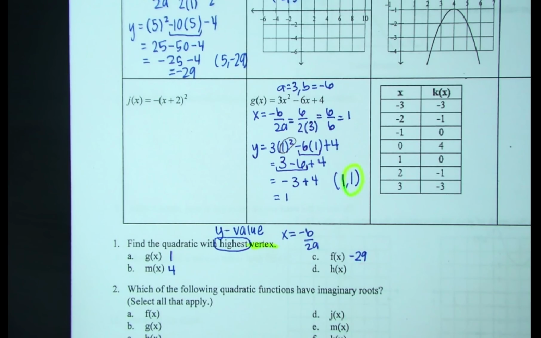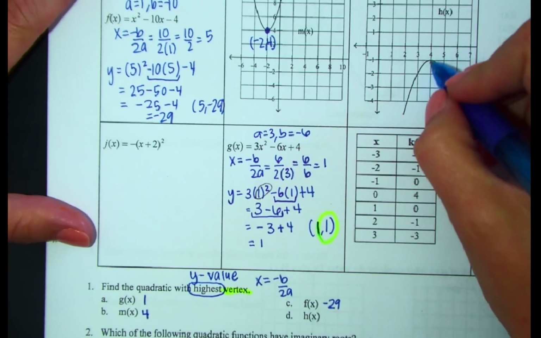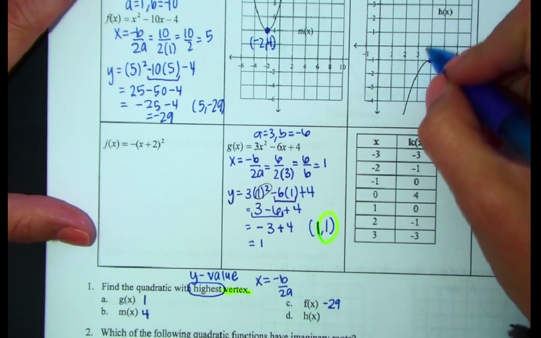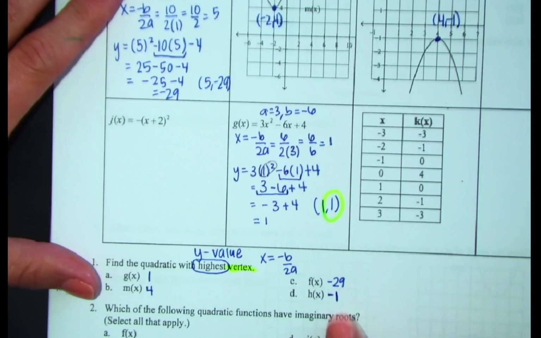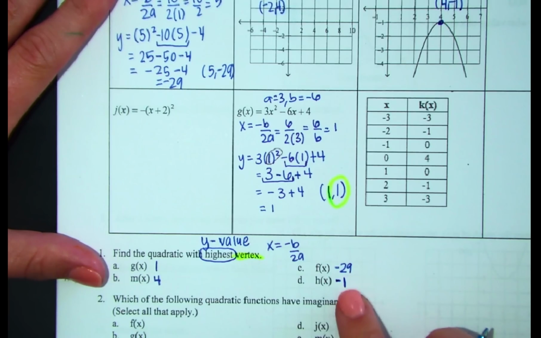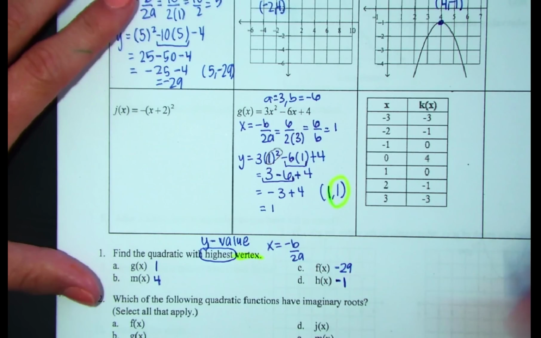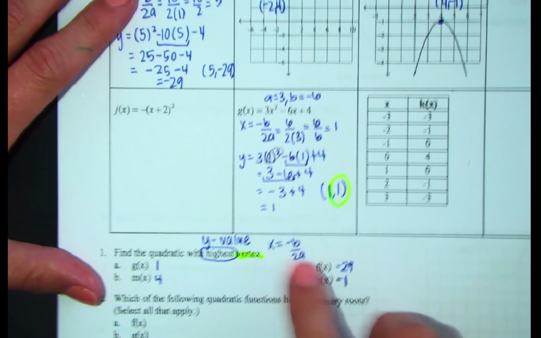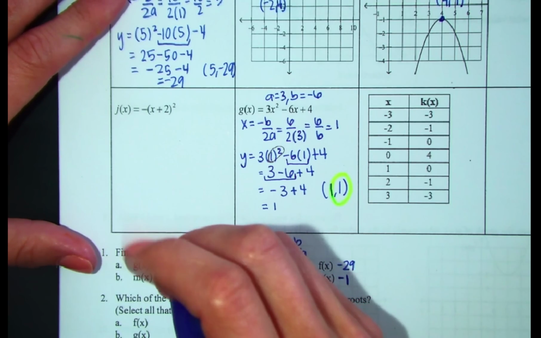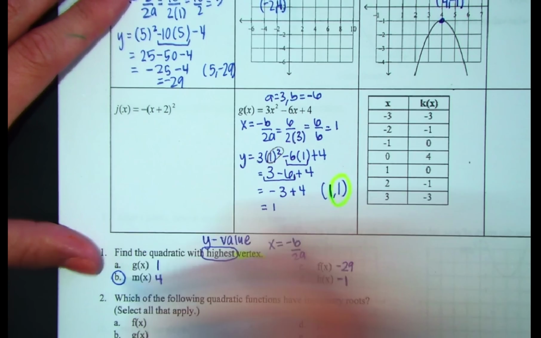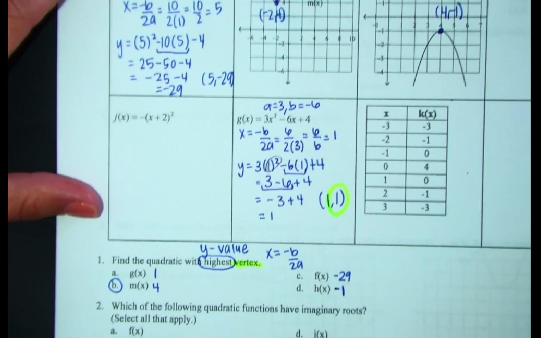And then h of x is this graph right here. So if we look at the vertex, we're at 4, negative 1. So my vertex value here would be negative 1. So we want to look at the highest vertex. That would be part B. So that's how we get B for our answer.